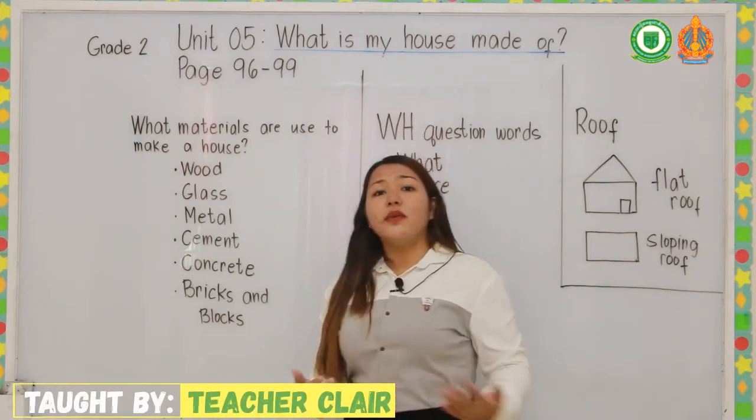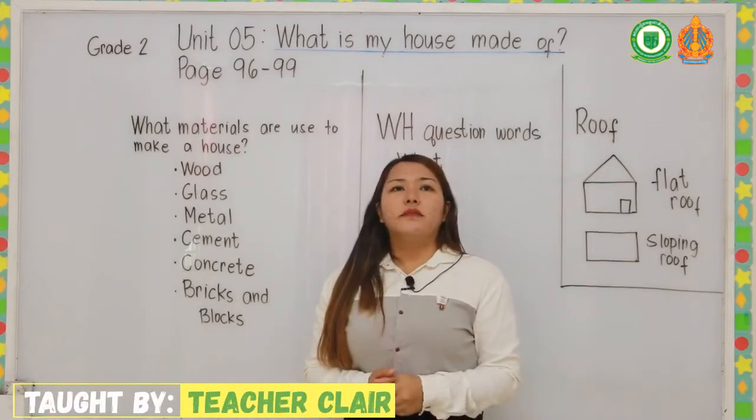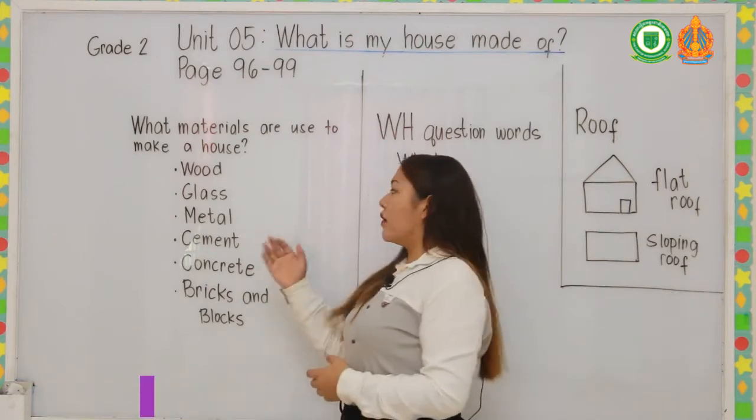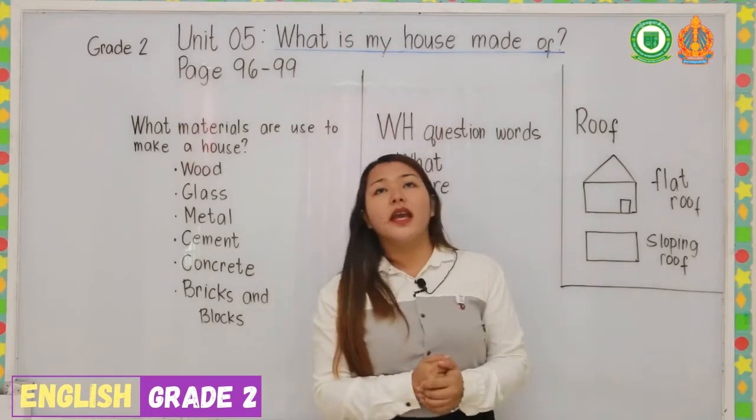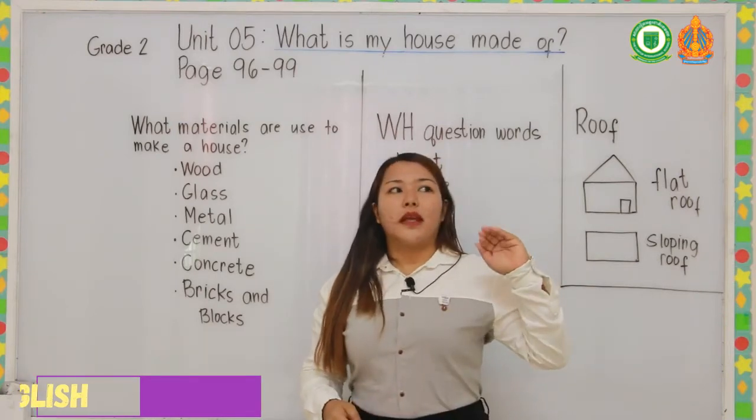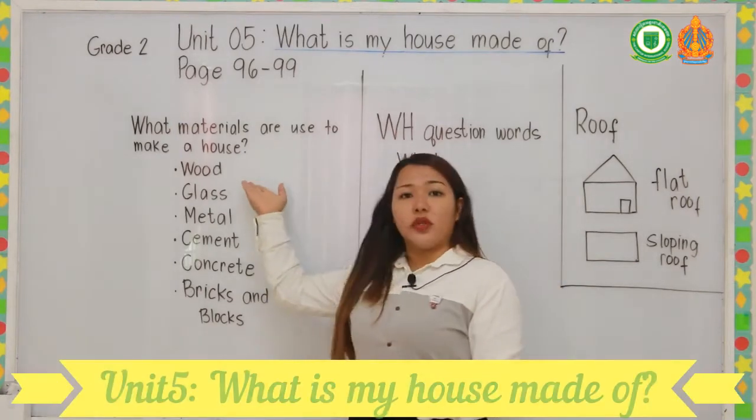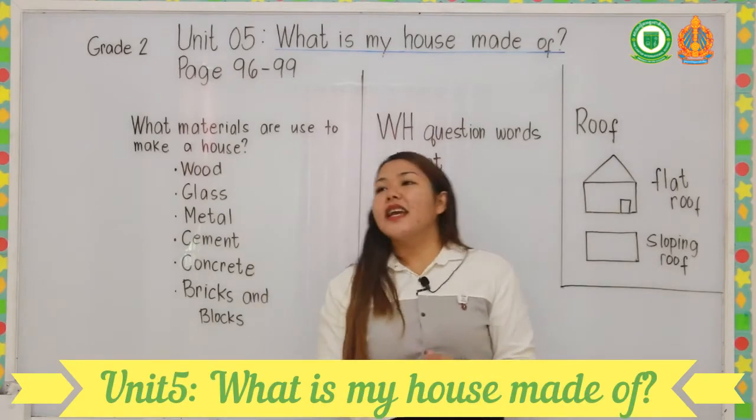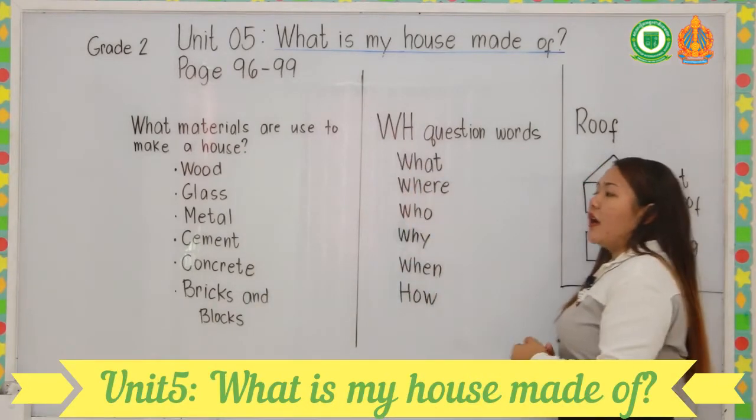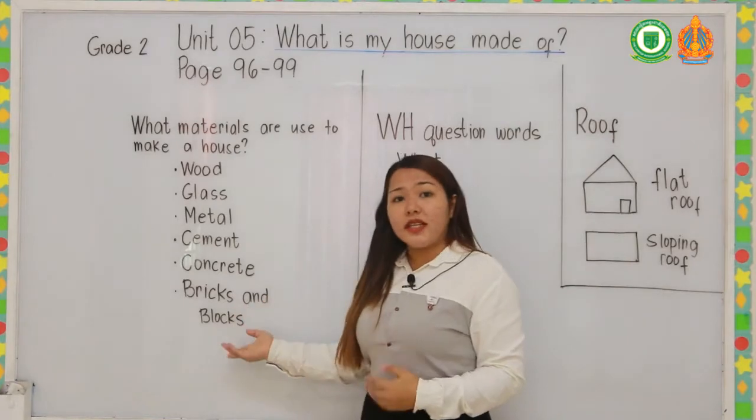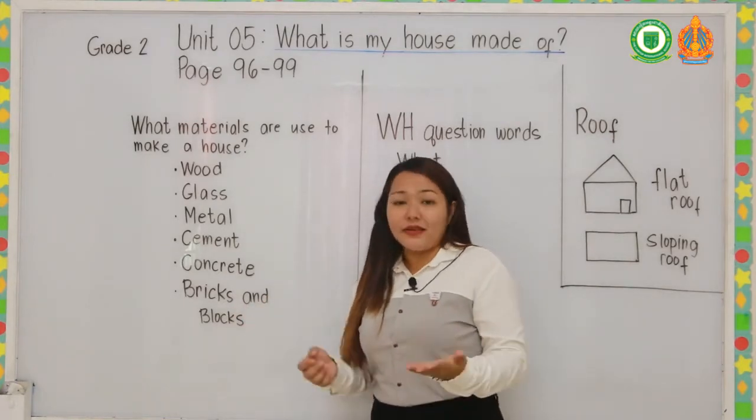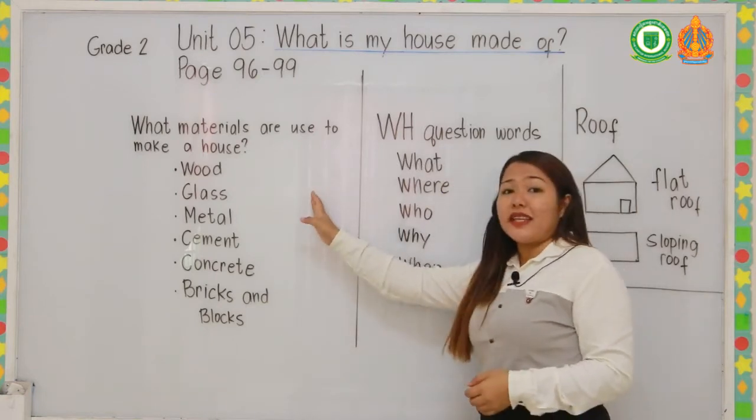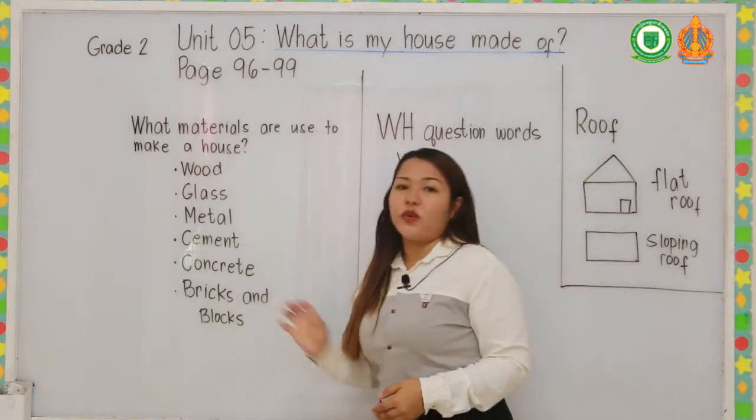Like in the US, modern houses are made of cement, metal, and concrete, but in olden times they used wood. All right, so these are the common materials that people use to build houses, and I'm going to send you pictures for each one of them.